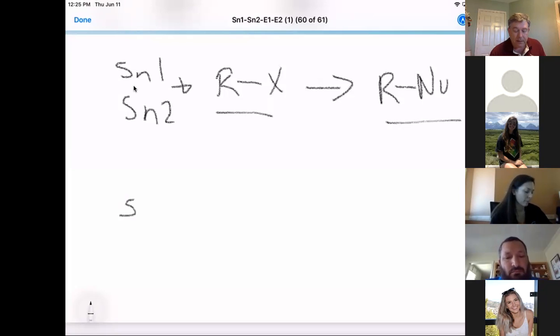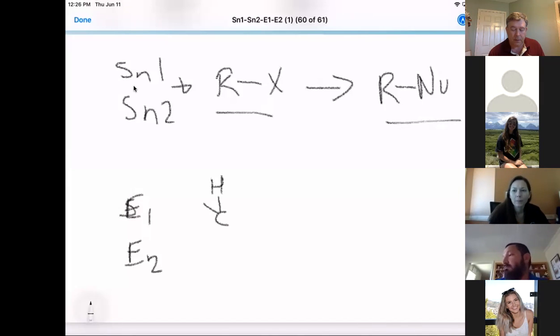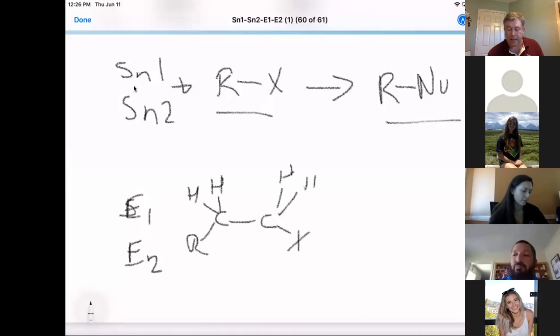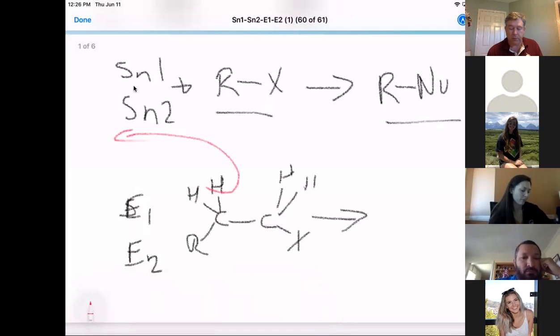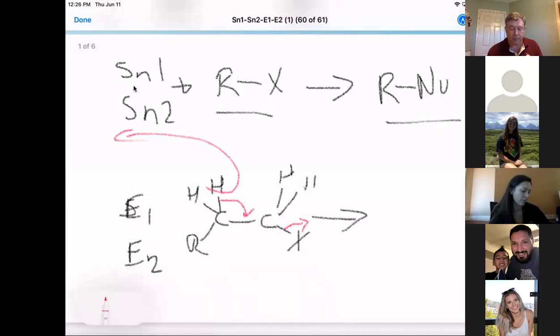Now, in the E1, E2 reaction, the generalized structure is a little different, where we have C, H, H, R, C, H, H, X. And in all of the E reactions, whether it goes through a carbocation or not, what happens is, let's change to red, one of these hydrogens is removed. These electrons kick in to form a double bond, and this electron kicks out to give us our final product. And so our product for these reactions is going to look like this: H, H, C, H, and R.